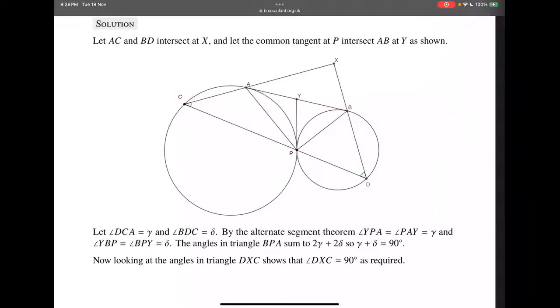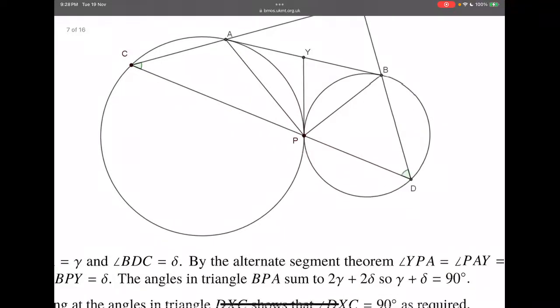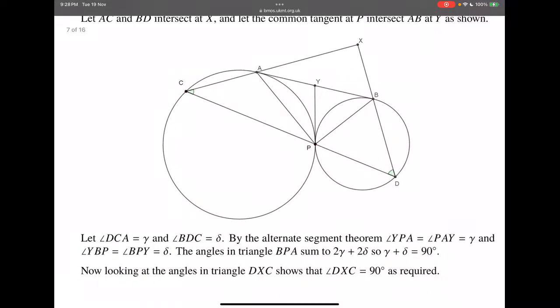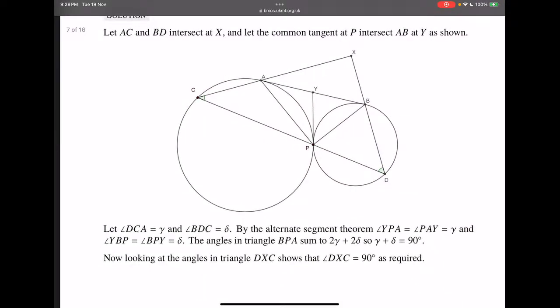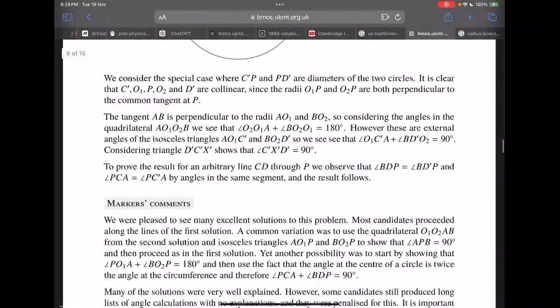Okay, yep, so they sum and everything, so they know gamma plus delta is equal to 90, so therefore the sum of these 2 angles must be 90, so therefore the angle CXD or DXC is equal to 90, so therefore we prove that. Okay, yeah, cool.